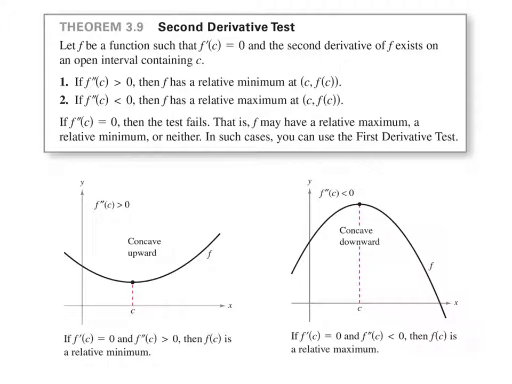So if I have the second derivative at some point c that's less than 0, remember that concave down test, then the original function has a relative max at (c, f(c)). If I have that second derivative at c equal to 0, then the test fails. What that actually means is that f may have a relative maximum, a relative minimum, or neither. And so if that does happen, just use the first derivative test.